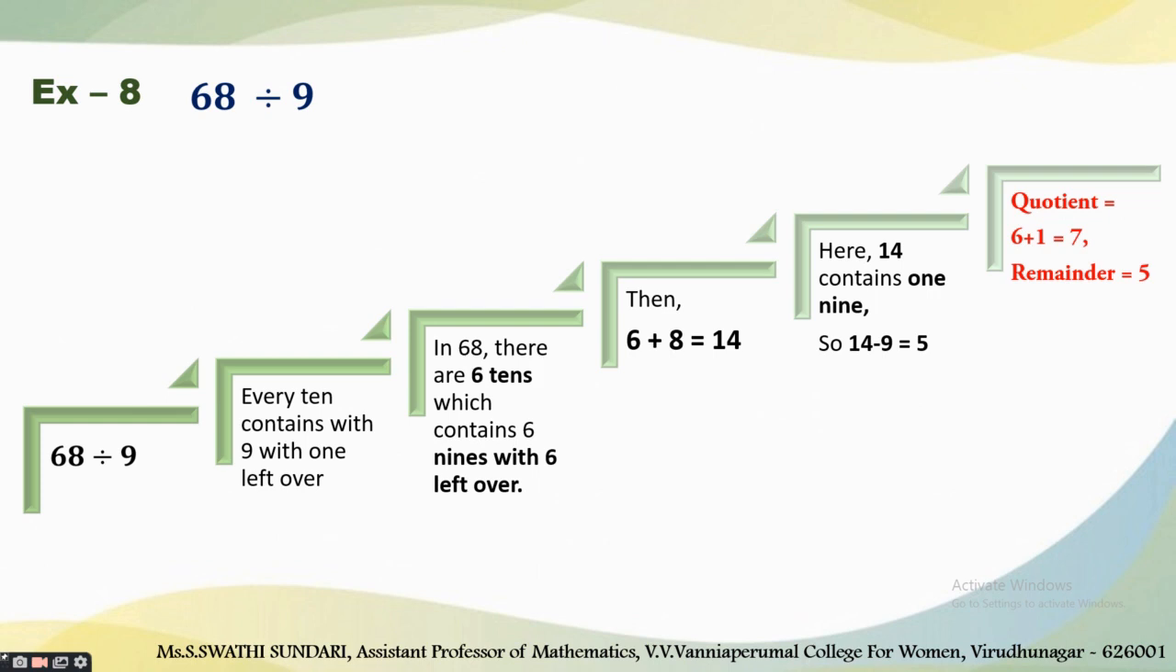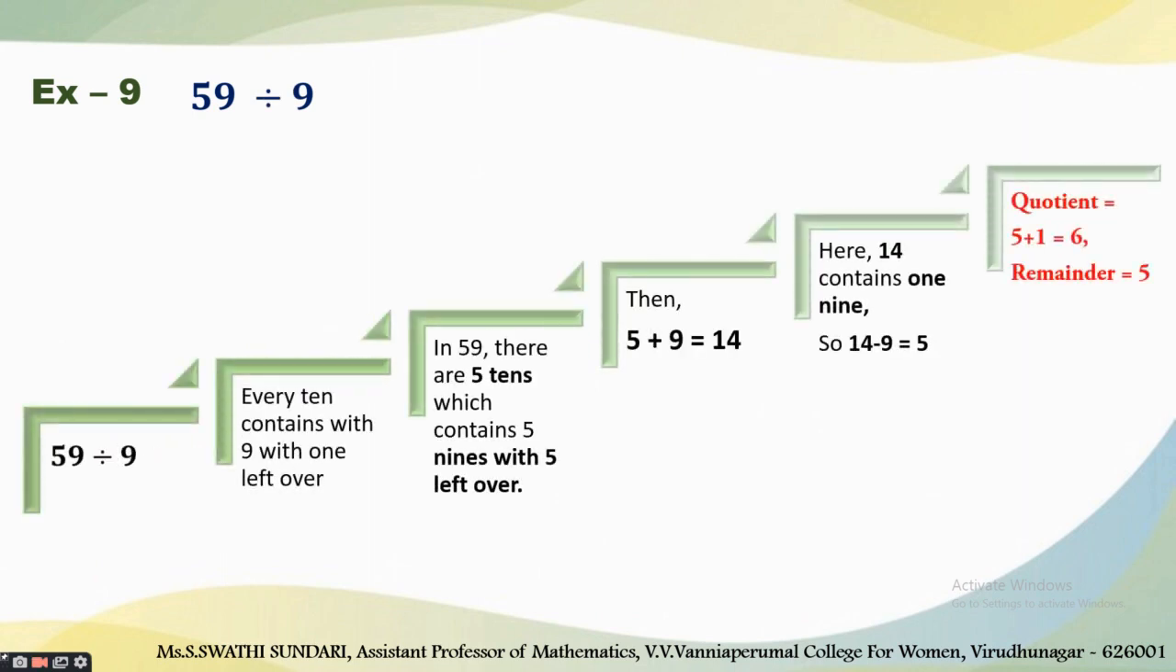And here 8 is already left over, and here 6 is left over. So we get the remainder as 6 plus 8 equal to 14. And in 14, only one 9 is there. So the quotient is increased by 1. So the quotient will be 6 plus 1 equal to 7, and the remainder equal to 14 minus 9 equal to 5.